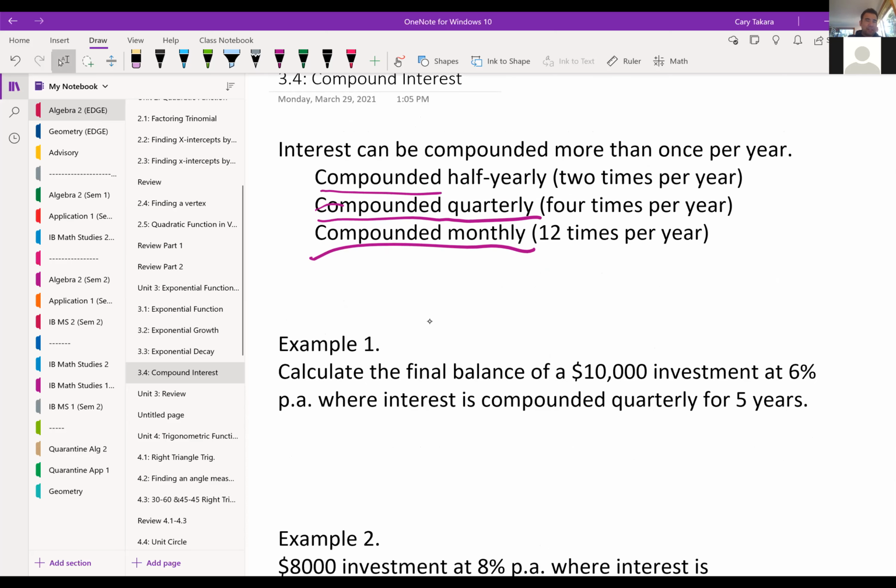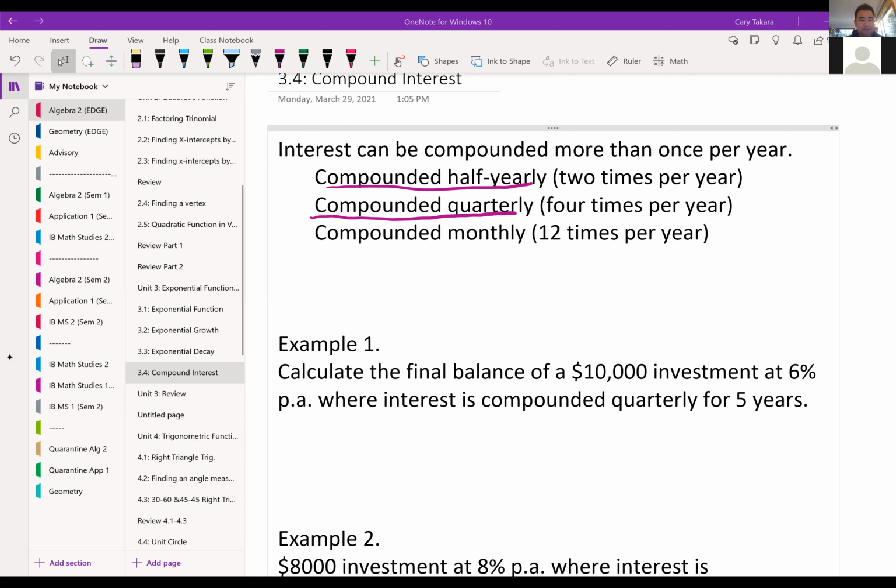So let me walk through the process here. In this class, we will have only 3 types of compound problem. Compounded half yearly means that you're going to receive the interest 2 times a year. If you see the phrase compounded quarterly, you're going to receive the interest 4 times a year. And if you see the phrase compounded monthly, that means you're going to receive it 12 times a year. Okay, so let's begin.